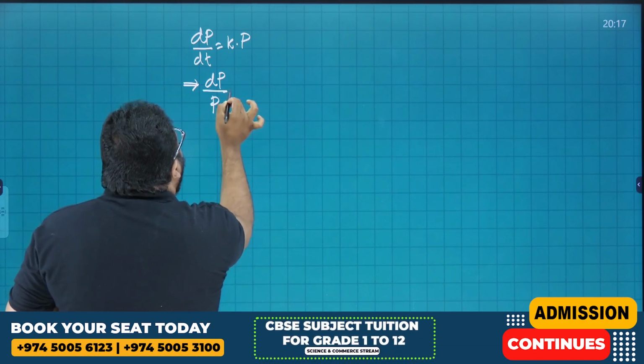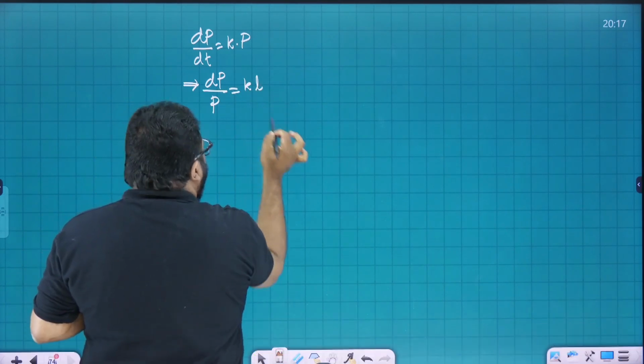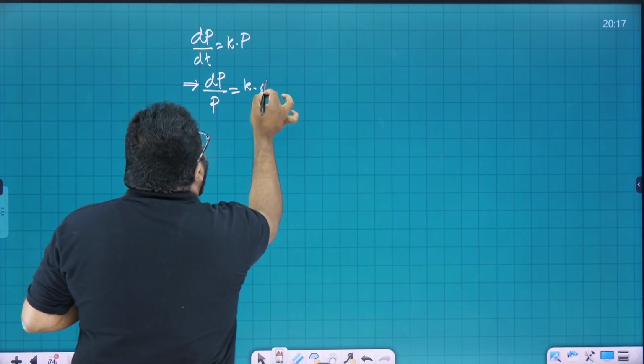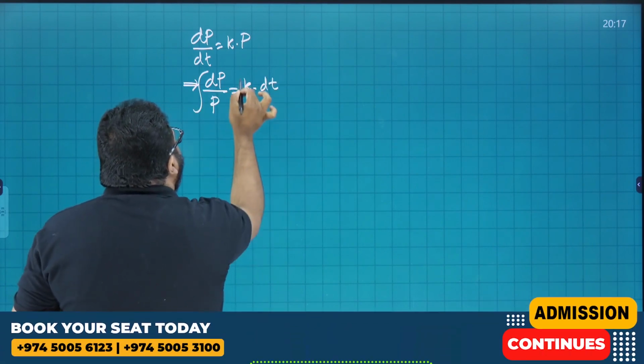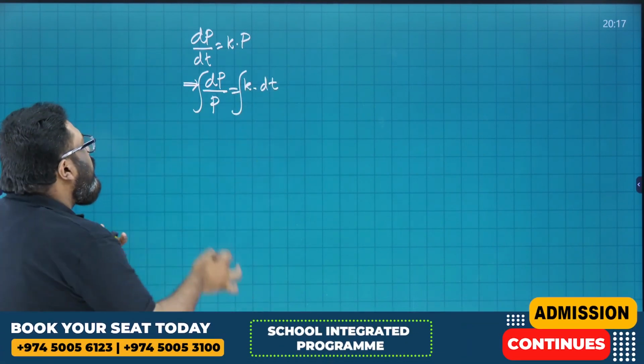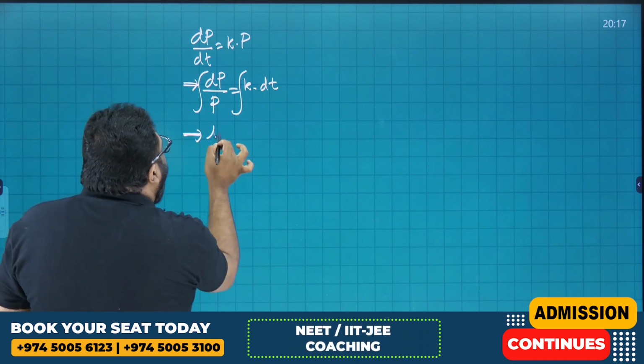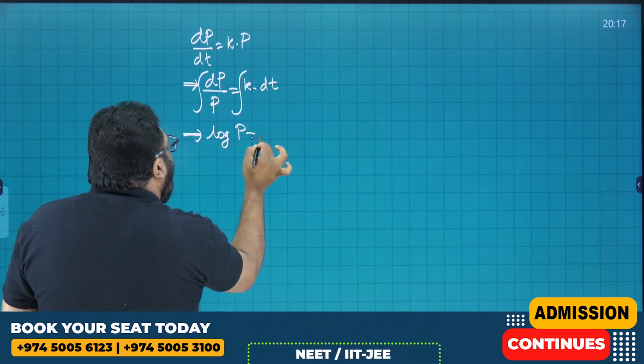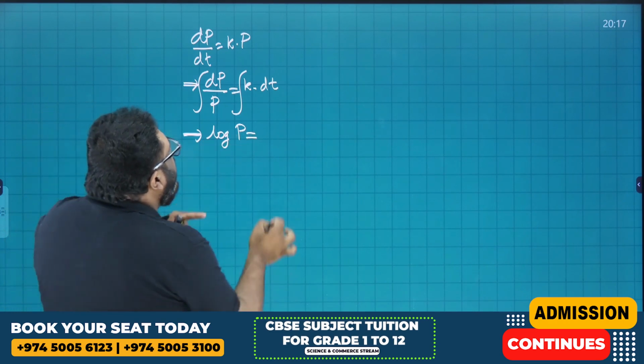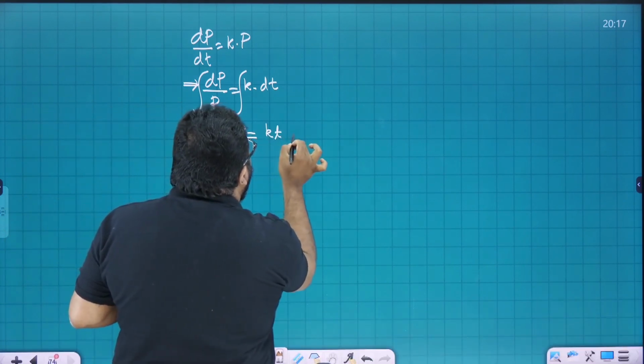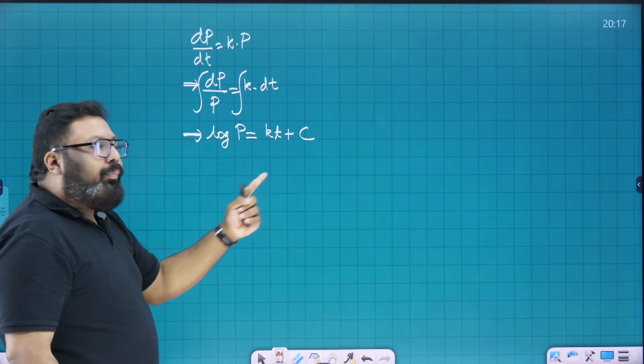dp by p is equal to k dt. Now simply integrate both sides. It's not a complicated question, my dears. What is the integral of 1 by p? Log p. What is the integral of k dt? kt plus the arbitrary constant c.